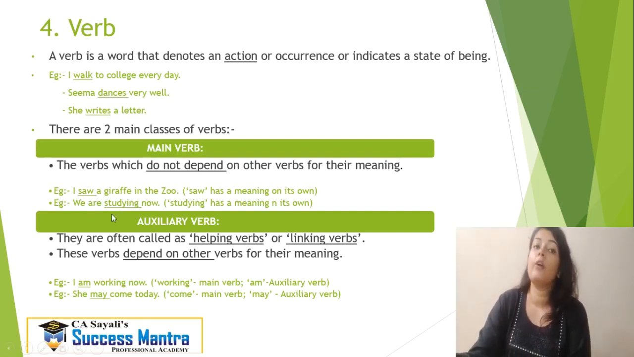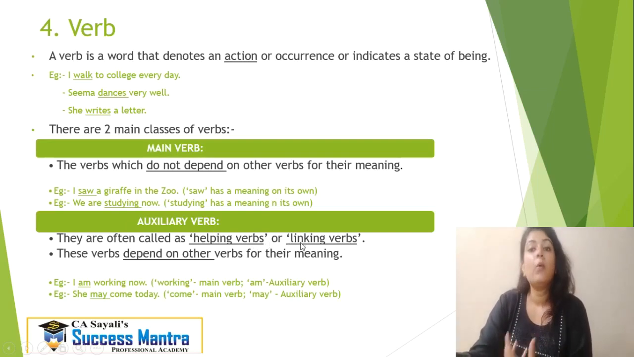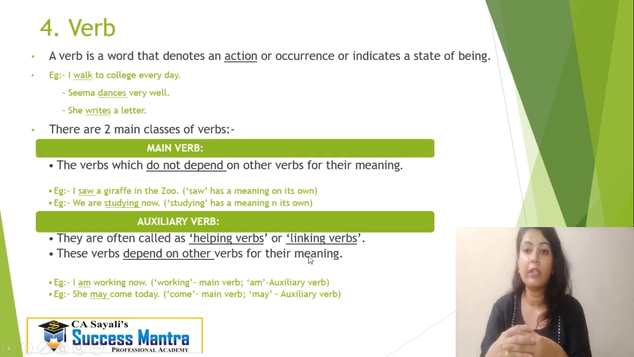The next type of verb, as I said, is an auxiliary verb. An auxiliary verb is also called a helping verb or a linking verb. Now what do you mean by an auxiliary verb? Auxiliary verb मतलब ऐसे verbs होते हैं which do not have a meaning on their own. They are dependent on some other verbs for their meaning.